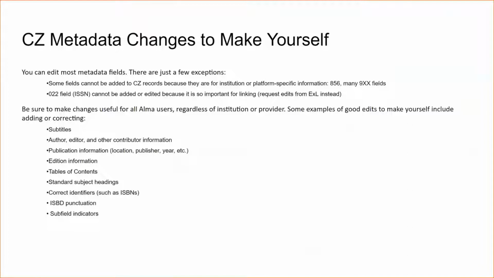Also, the 022 field for ISSN cannot be added or edited in CZ records because it is so important for linking. If an incorrect 022 field was added or a correct one was removed, it would disrupt link resolver linking for everyone using ALMA. So it's important to request edits to 022 fields from Ex Libris instead. You simply can't edit those fields in ALMA yourself.